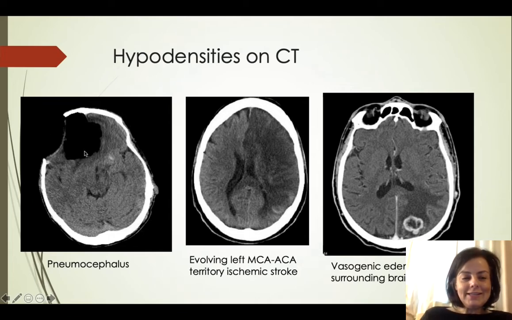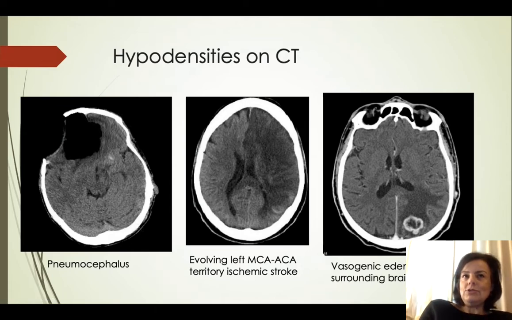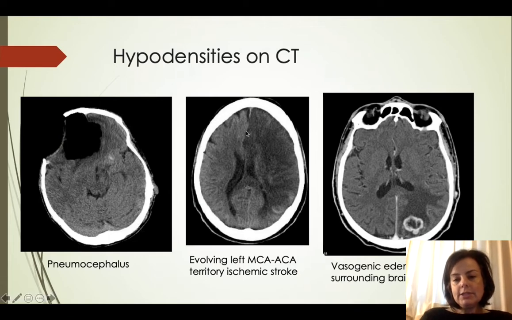And you can get pneumocephalus for other reasons as well. Trauma is a popular reason at Harborview. This here, as it says below, is a hypodense infarct. So infarct is the term that we use to refer to the damage due to an ischemic stroke. And here, this patient has had an ACA and an MCA territory infarct.